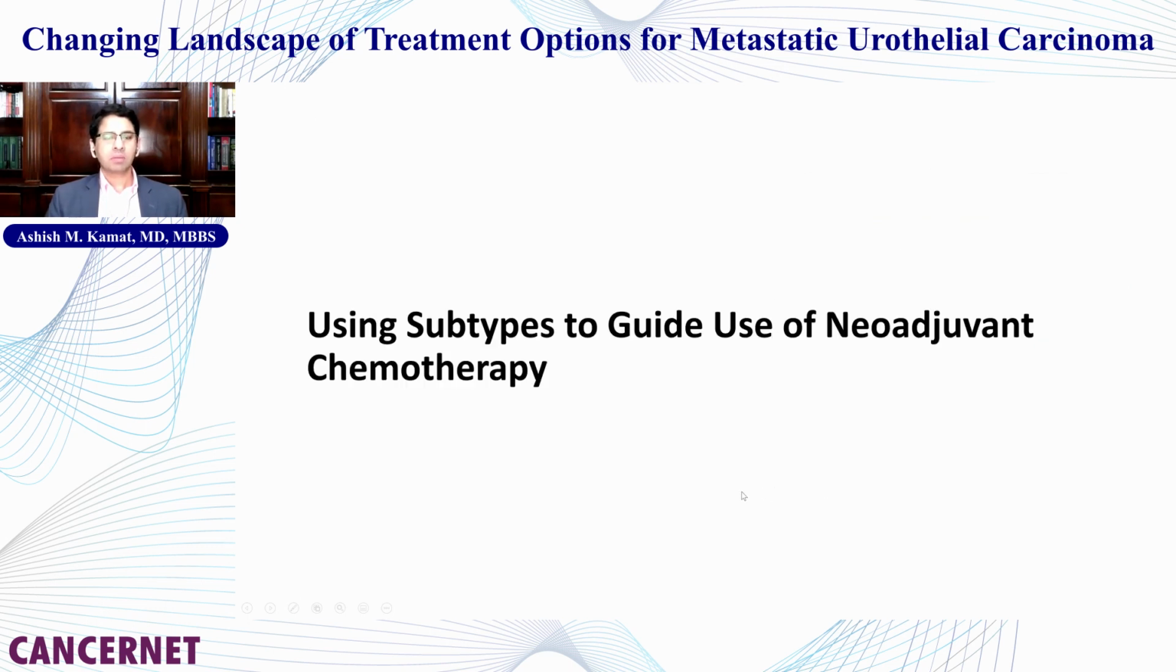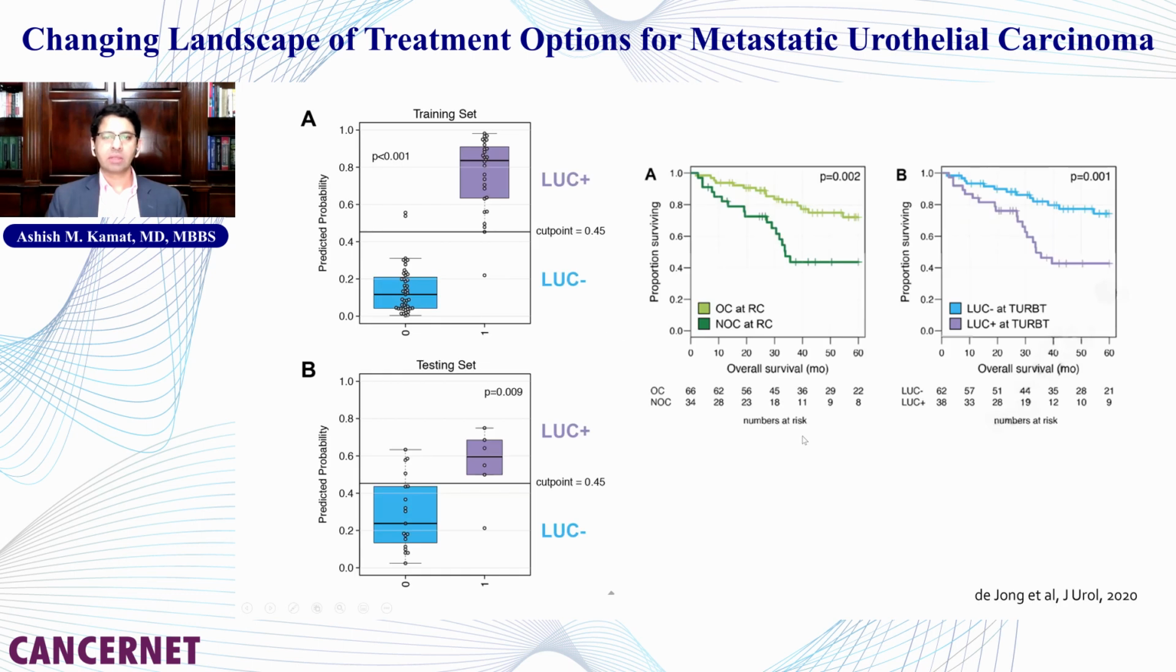The next question that comes up, and I think is very relevant in some ways to this topic today, is can we use subtyping to guide the use of neoadjuvant chemotherapy?